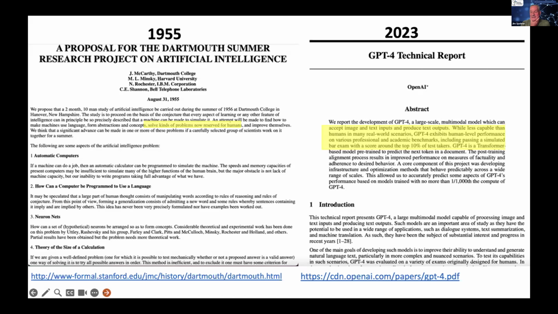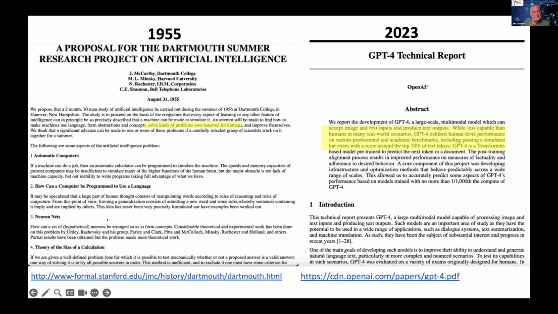And of course, I had Minsky as a professor at MIT. But if you read through this 1955 proposal, and I don't know how many of you have, it's online and you can read it. It's very short. Really interesting to look at the budget they asked for, how tiny it was back then. But they talked about automatic computers, which were relatively new. How can computers be programmed to use language? Neural networks, and a theory of the size of calculations.